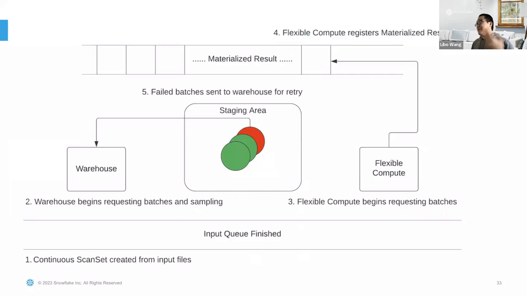So, if the retry still fails, then it's done. Nothing we could do. But in many cases, especially during random server failure, the retry would succeed, and we don't waste a lot of compute resources on those glitches. So, next slide.